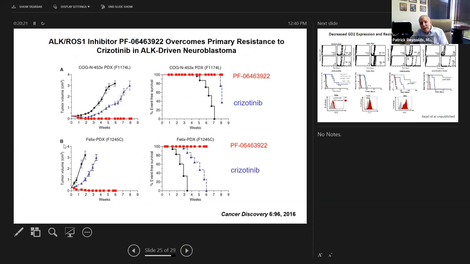I am very excited about these data, in large part because of the nature of the models. These are PDXs coming from patients that failed every therapy we threw at them, including, in the case of Felix, crizotinib. I think these are the kind of data that myself and a lot of other people like to see to move something from the laboratory into the clinic. Use the right models, not models that are easy to treat but models that are hard to treat, and show that the new therapy can actually work.